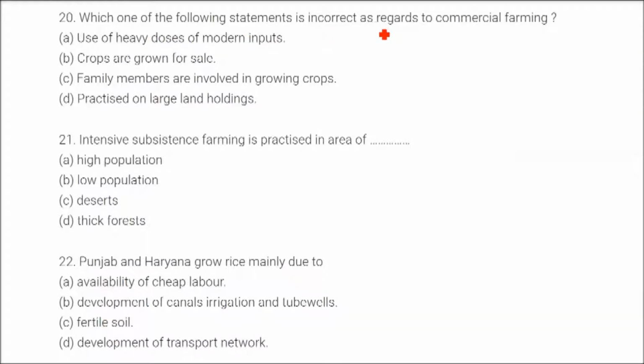Which one of the following statements is incorrect as regards commercial farming and its family members being involved in growing crops? It is not. In commercial farming, they are laborers and it's done only to supply raw product for industries or for selling in the market. Intensive subsistence farming is practiced in areas of high population density. Punjab and Haryana grow rice mainly due to the development of canal irrigation and tube wells, that is good irrigation.